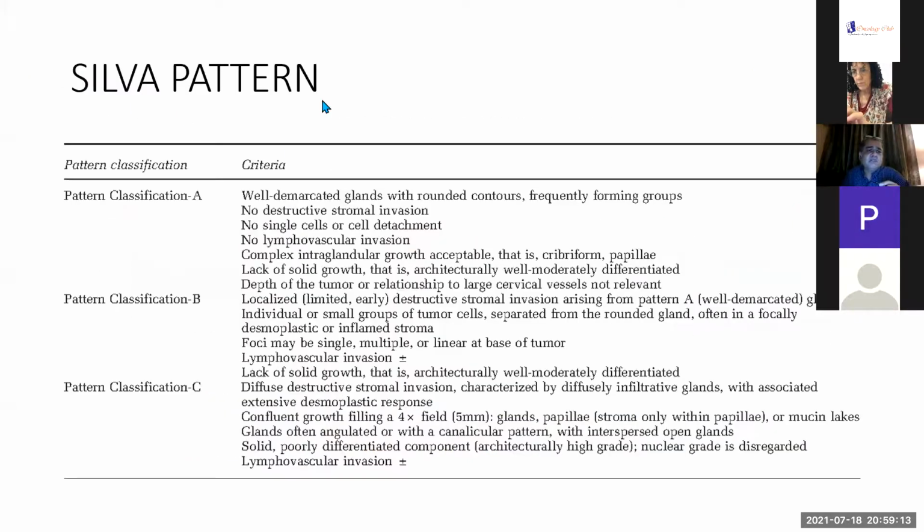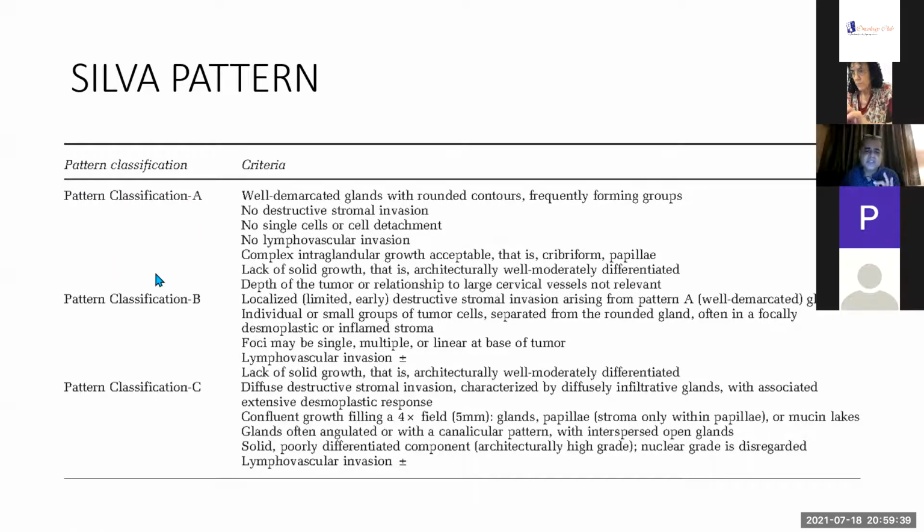Another pathological part which is important, which most pathologists are not aware of and do not use: once you have a diagnosis of adenocarcinoma, you need to look at the pattern of glandular invasion into the stroma. There is something called the Silva pattern, which was again developed in the US, based on the grouping of the glands, how closely the glands are grouped together. They are divided into pattern A, pattern B, and pattern C.